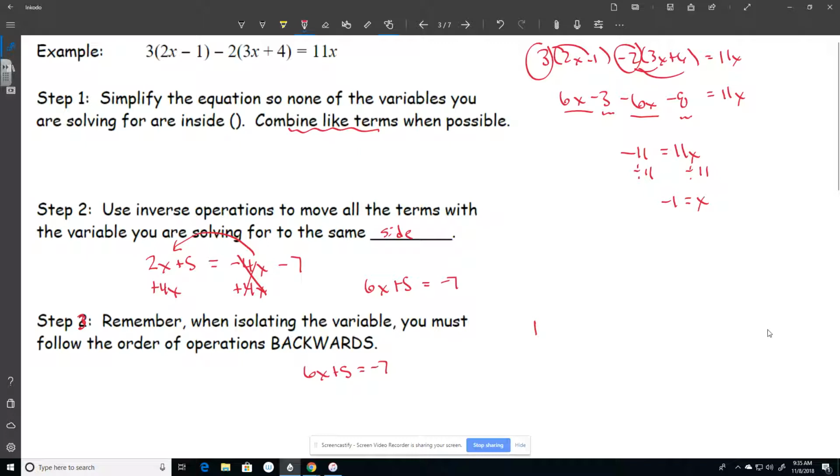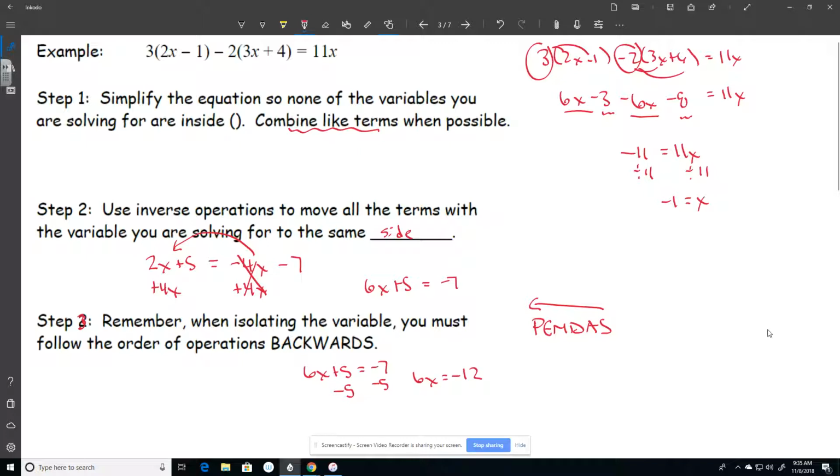And normally, order of operations tells me PEMDAS, right? That I do parentheses, exponents, then multiply and divide, then I add and subtract. But remember when we're isolating the variable, we do them backwards. We're going to get rid of adding and subtracting first. Then we're going to get rid of multiplying and dividing. So over here, I have a 6 to get rid of and a plus 5. I'm going to get rid of the plus 5 first because I do order of operations backwards. So I'm going to minus 5 from both sides, and I get 6x equals negative 12.